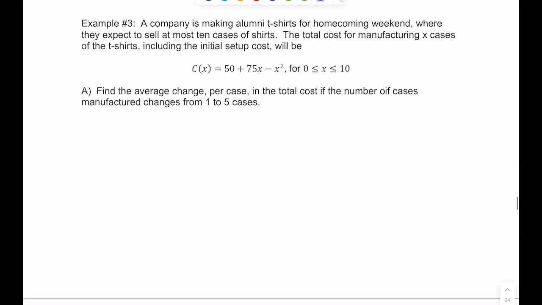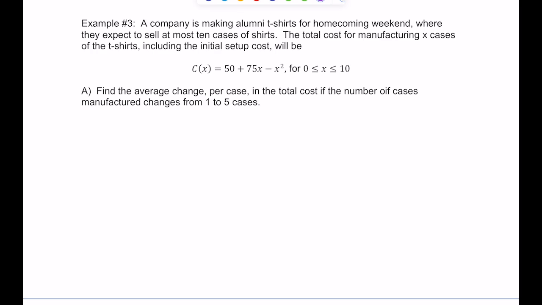A company is making alumni t-shirts for homecoming weekend where they expect to sell at most 10 cases of shirts. The total cost for manufacturing X cases of the t-shirts, including the initial setup cost, will be C of X equals 50 plus 75X minus X squared, where X is between 0 and 10. We want to find the average change per case and the total cost if the number of cases manufactured changes from 1 to 5 cases.